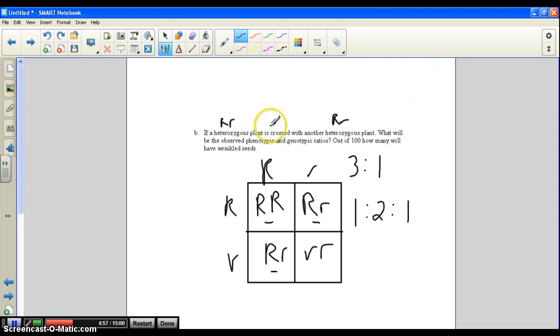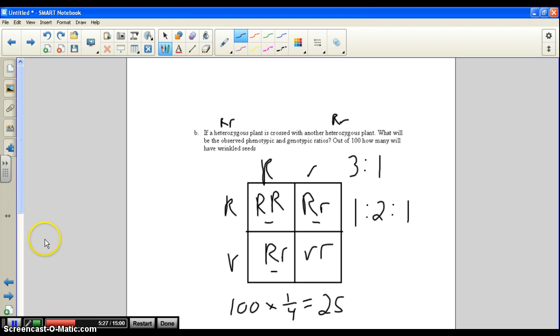And it asks, out of 100, how many will have wrinkled seeds? Well, if we have a total of 100, and then we look at our Punnett square and see the percentage that are likely to have wrinkled seeds. If you take a look, the wrinkled seeds is this one here, the only one that shows the recessive trait. So 1 out of 4. And hopefully you can do 1 out of 4 times 100 in your head. 1 out of 4 is 25. So that is this problem.